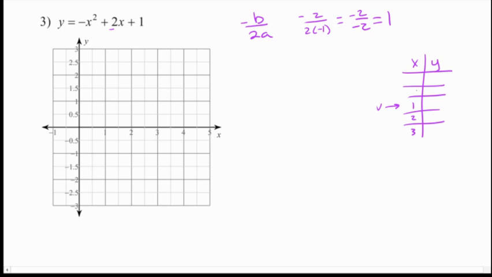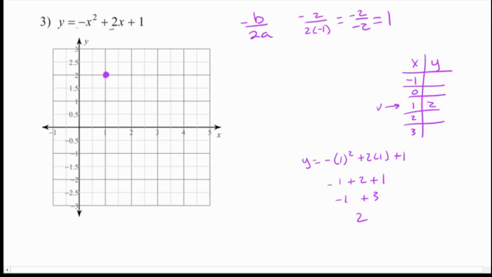So we plug in 1 first here. y equals negative 1 squared plus 2 times 1 plus 1. I'm just grinding out some algebra here, putting this all together, and I get my y value of 2. So my first point, my vertex, is going to be at (1, 2).